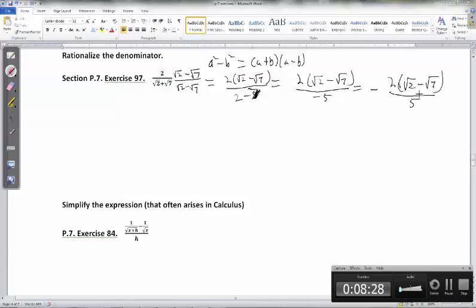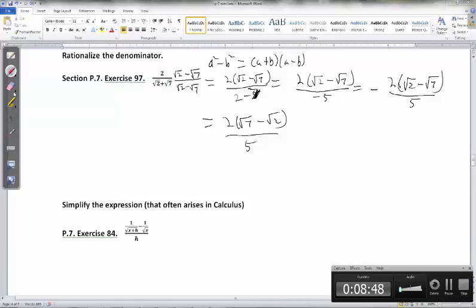Another way you could write it that's probably a bit more elegant is you could also just distribute that negative into the parentheses and have 2 times square root 7 minus square root 2 over 5. Really, all three of those should be accepted as answers.